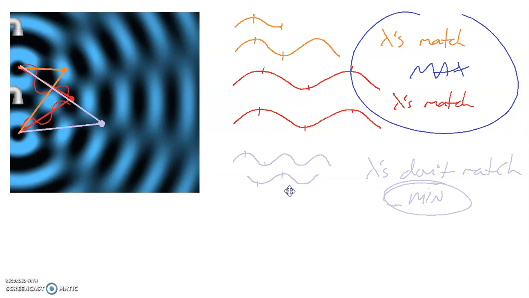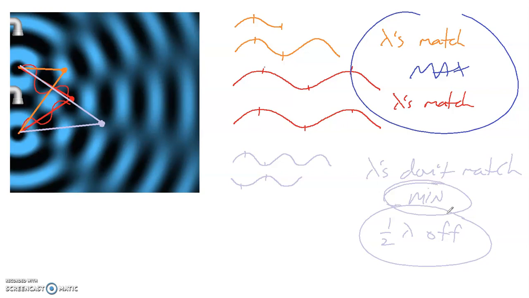It's been moved over half a wavelength. So you shift it by half a wavelength, you get a minimum. So this one is a half wavelength off, so to speak, and that's what makes it a minimum. So when you can have different distances, that's fine.